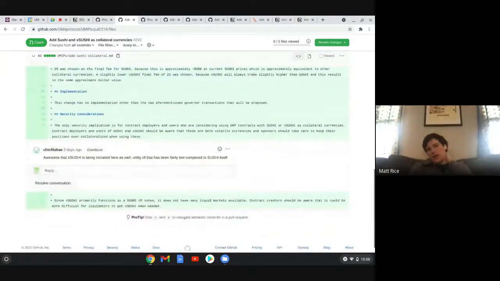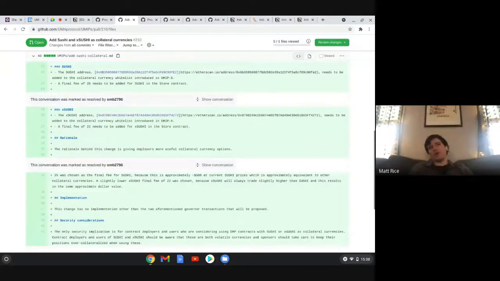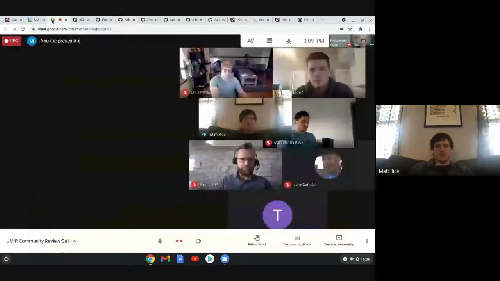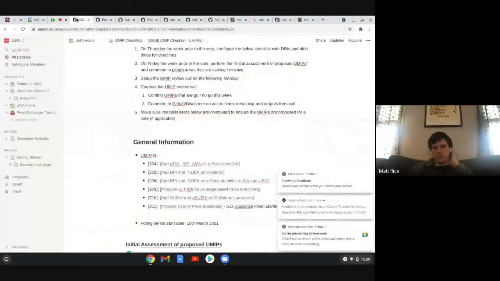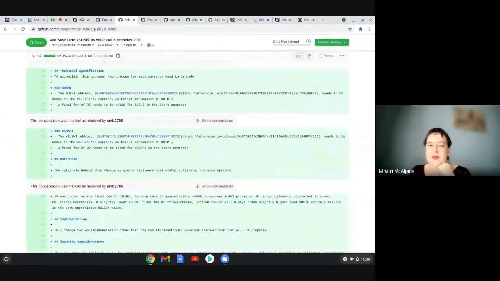Cool. We probably don't need to do this now, but long term we might want to do a UMIP soon as a refresher on all the final fees, because I'm guessing at this point the prices have diverged a lot across different currencies. But I think 25 sushi is fine. Or 20 sushi is fine. 22 xSUSHI.